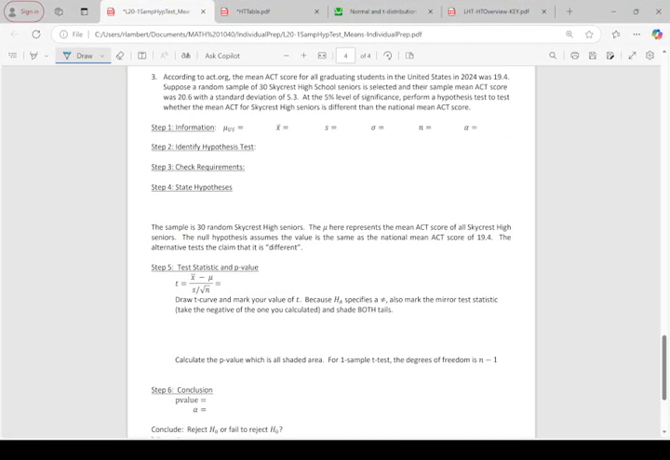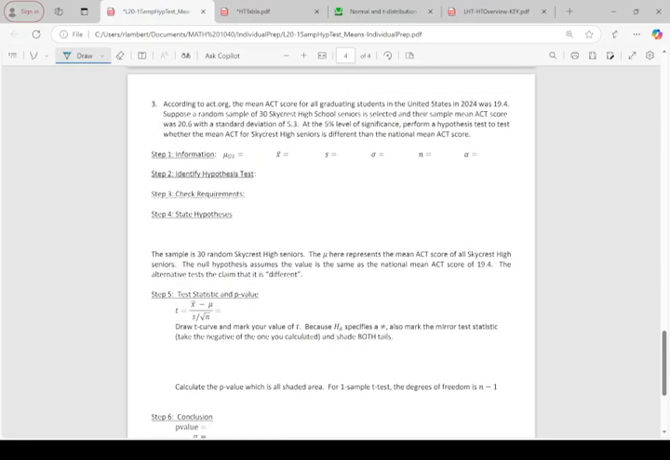Most of you probably took an ACT test at some point. The ACT test is a standardized test taken by high school students going into college. According to ACT.org, the company that actually runs the test, the mean ACT score for graduating students in the United States in 2024 was 19.4. So we're going to call that the mean of US down here.